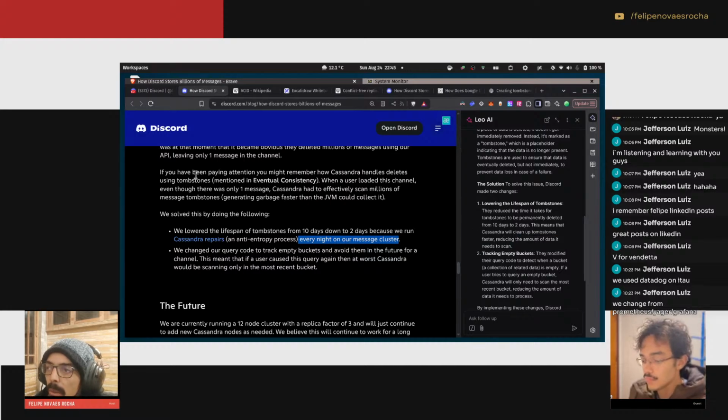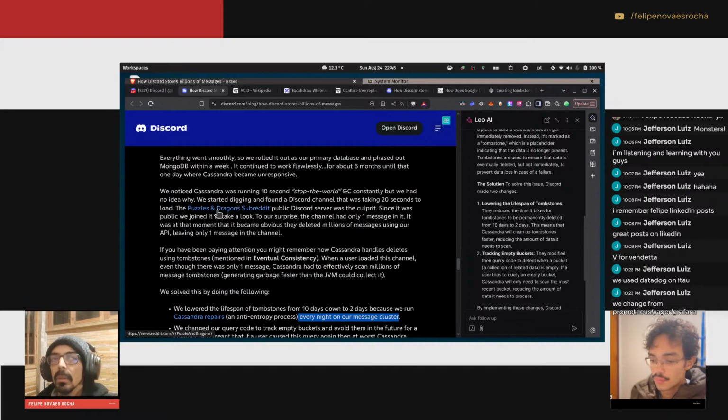But the problem happened here because the guys deleted data using the API. Because they use the API, between those 10 days the tombstone was never removed. So that was slow, right? So why does going to 2 days change that? That's the first question. It means that Cassandra will clean up faster, reducing the amount of data it needs to scan.